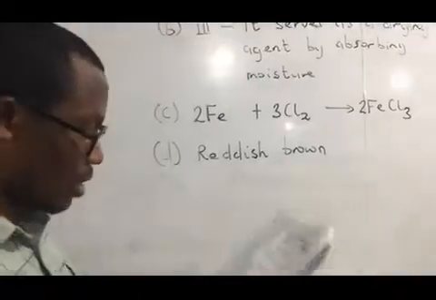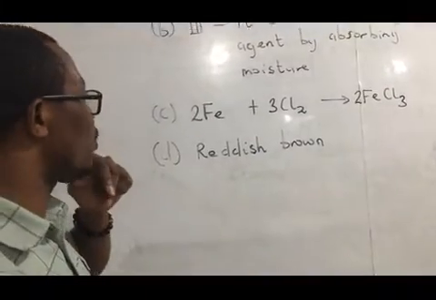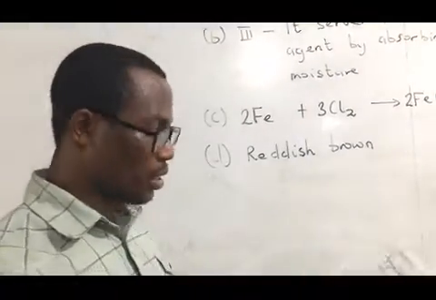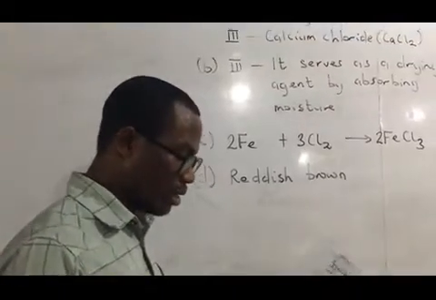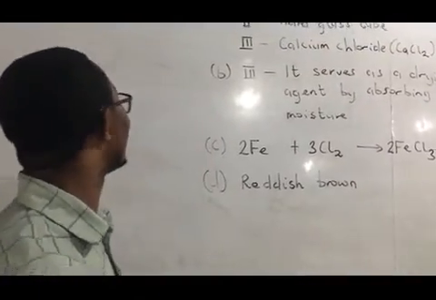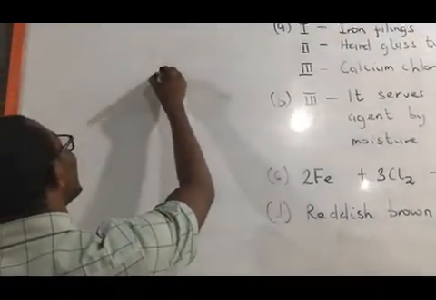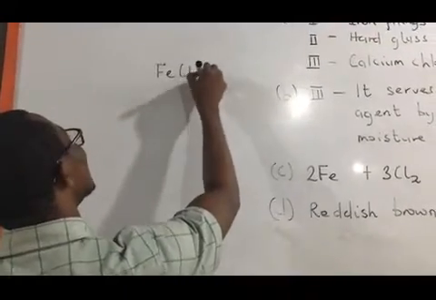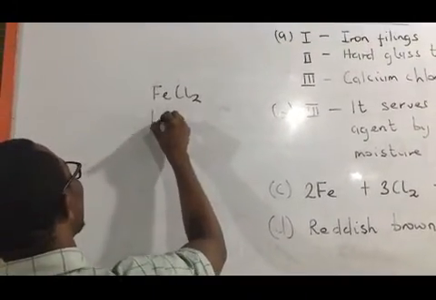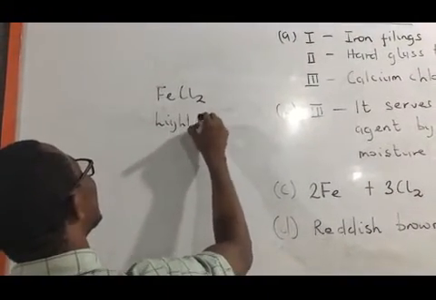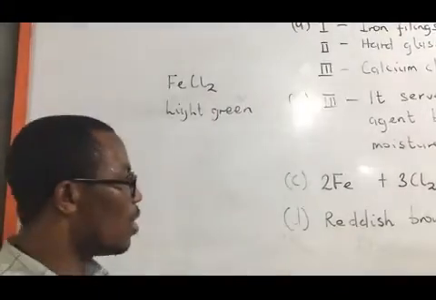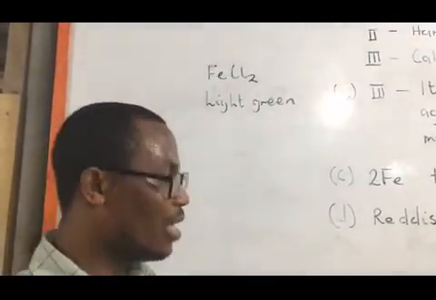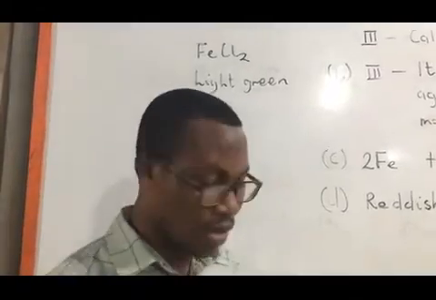Now, if it was iron 2 chloride that is formed, the color of iron 2 is light green. So if it is FeCl2 that is formed, then that would be light green. Or I can say pearl green. But because it's iron 3, it is reddish brown.